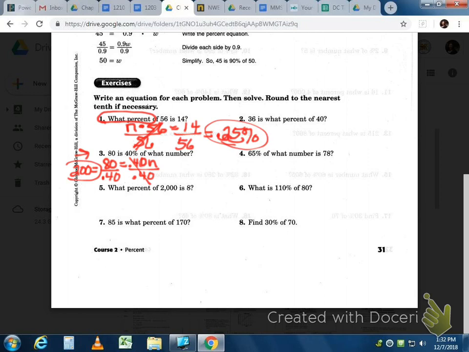And can't we check this? How can we check this one? Multiply 0.40 times 200. See if 40% of 200 really comes out to 80. And it does.